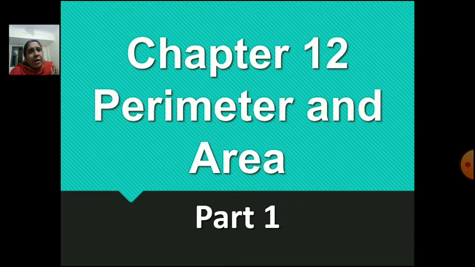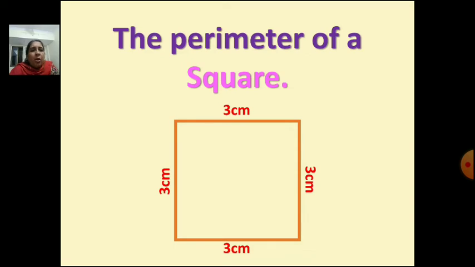Today we are going to start a new chapter in maths. That is chapter 12, perimeter and area, part 1. Now in perimeter, here you can see we are going to find out the perimeter of a square. What is the shape of this figure? It is a square. You can see the measurement is given. What is the measurement of the sides? Yes, it is 3 centimeter. That is, the length of all the sides of a square is equal. So you can see 3 centimeter, 3 centimeter, 3 centimeter, 3 centimeter on all the sides.